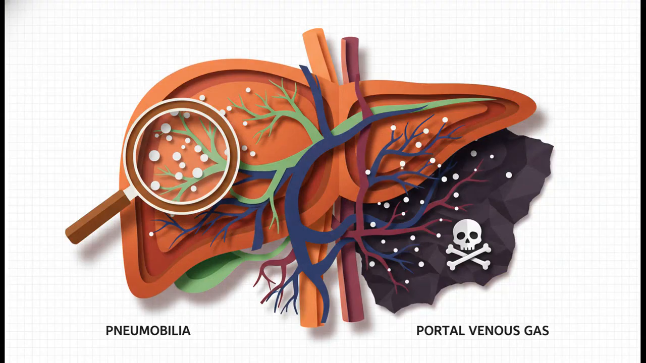And two other critical findings to have on your radar are pneumobilia, which is air in the biliary system, and portal venous gas. Seeing gas in the portal vein, which you'll spot branching out towards the edge of the liver, is a truly grave sign. It suggests widespread bowel necrosis and unfortunately carries a dismal prognosis.